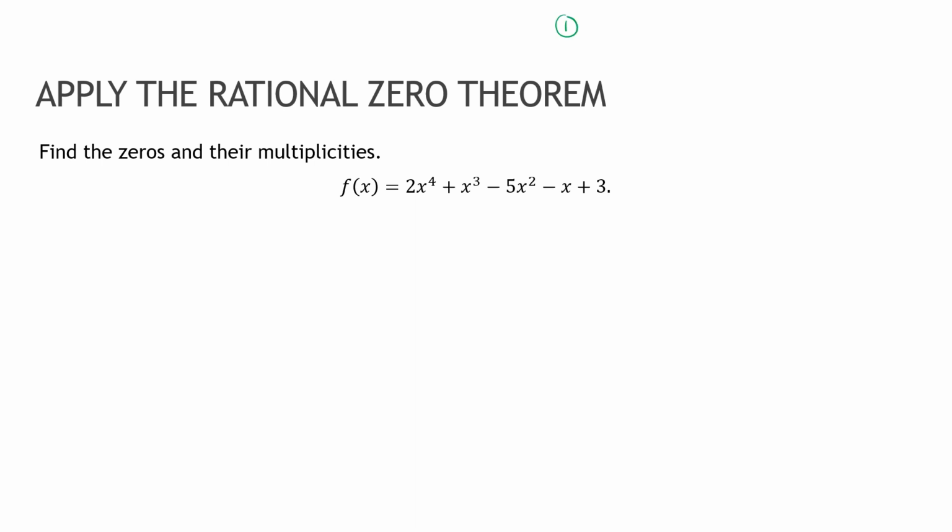The first thing I'm going to do is use my p over q, my rational zero theorem, to determine what my possible zeros are. So p is 3, so I'm going to use 1 and 3. And q is 2, again 3 came from here, 2 came from here. So 1 and 2 are my only factors of 2. So what are my possibilities? 1 over 1, which is plus or minus 1. 1 over 2, which is plus or minus 1/2. 3 over 1, or plus or minus 3, and 3 over 2, which is plus or minus 3/2.